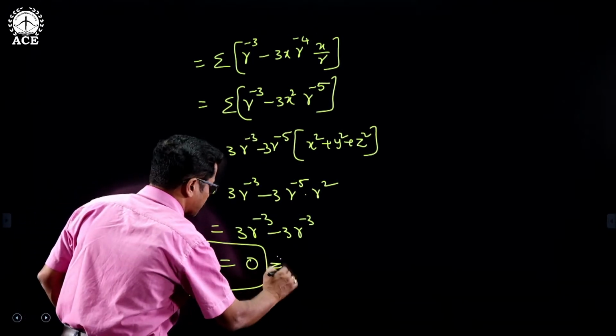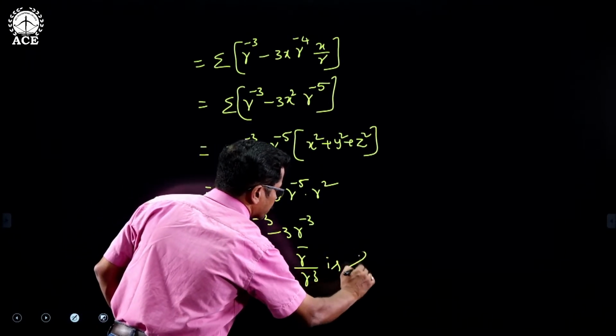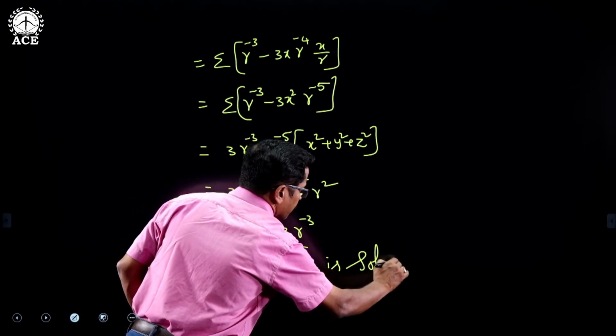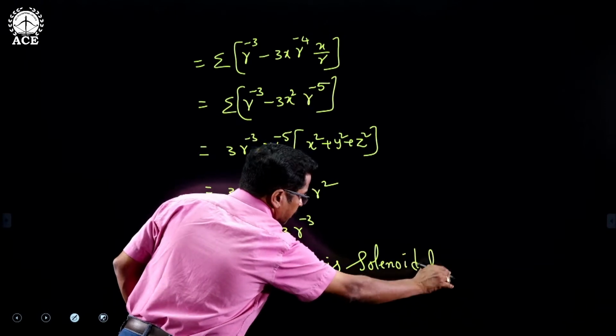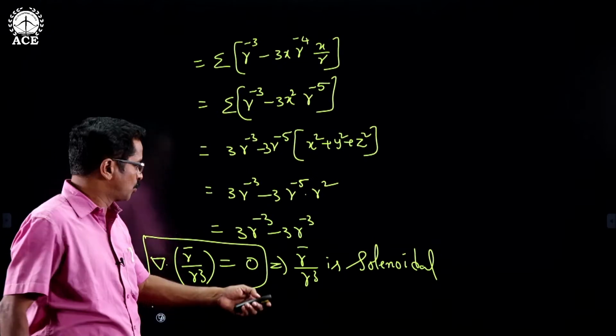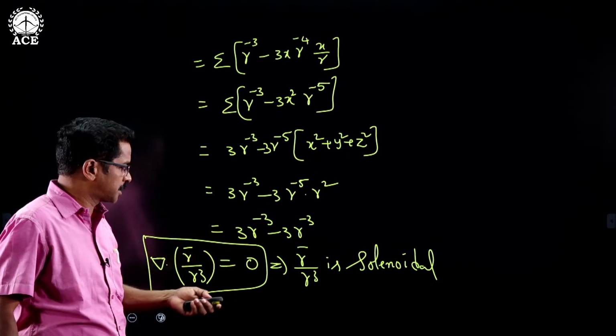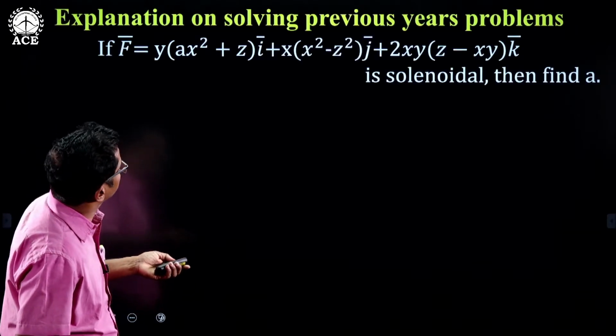So from this we can say r bar by r cube is solenoidal. Of course, he has not mentioned that, but I am writing here. If you want, you can write, otherwise leave it. Its divergence is 0 now. So it is solenoidal, we can say. So like this you can do the problem.